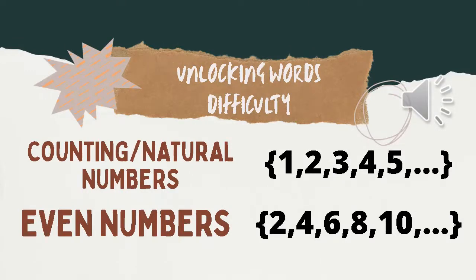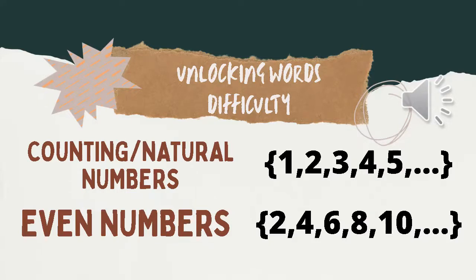Kapag sinabi namang counting or natural numbers, lagi tayo magsisimula sa 1, 2, 3, 4, 5, up to positive infinity. Kung mapapansin nyo, wala na yung 0 kasi kapag nagbibilang tayo, lagi tayong nag-i-start sa 1. So, kapag may 0 ang umpisa, yun ay whole number. So, ito ay counting numbers or natural numbers dahil magsisimula tayo sa 1.